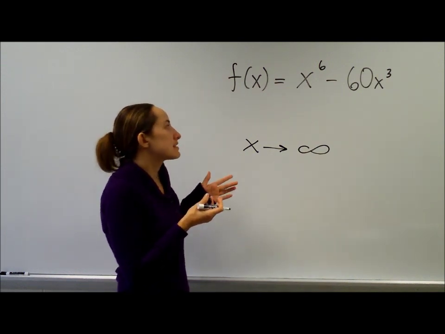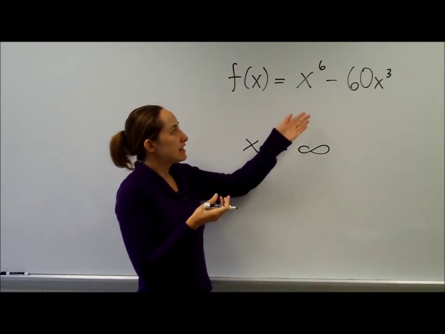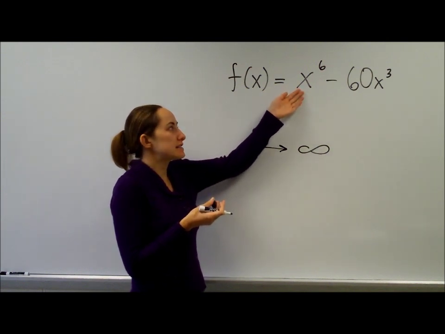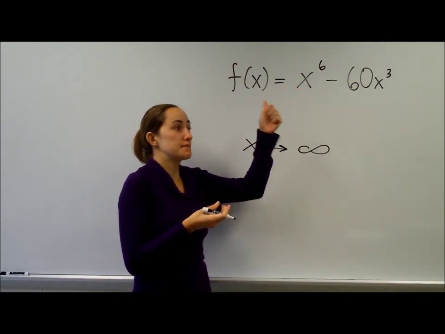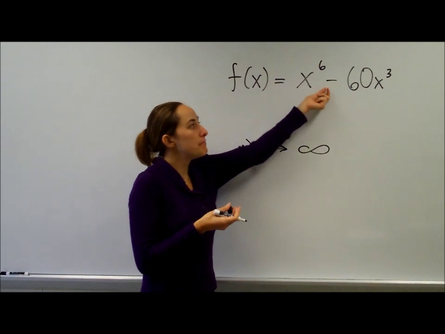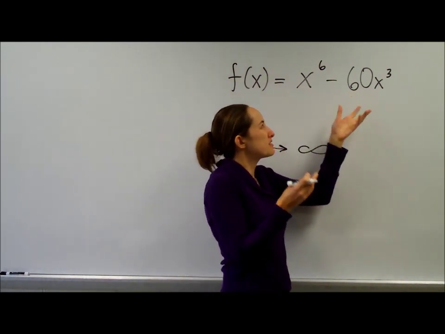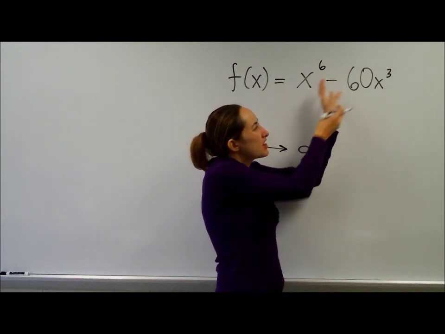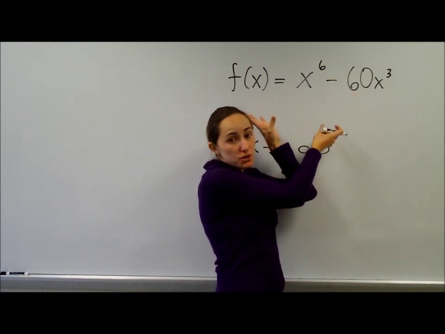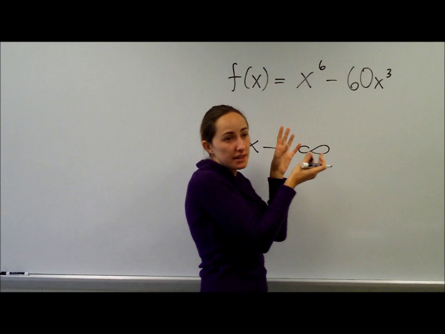So picture if x was, say, positive 10. Then you want to think to yourself, okay, if x is positive 10, that's 10 times 10 times 10 times 10 times 10, a huge number, minus 10 times 10 times 10, that's 1,000, times 60. So somewhere around, minusing a little bit from this huge number. So what's y going to be? It's going to be positive.